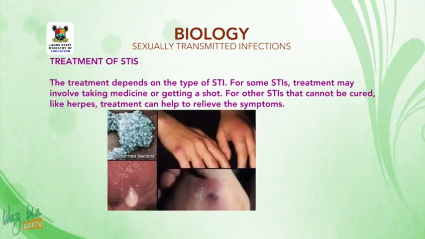Now let's look at the treatment of STIs. The treatment depends on the type of STI. For some STIs, treatment may involve taking medicine or getting a shot. For other STIs that cannot be cured, like herpes, treatment can help to relieve the symptoms.